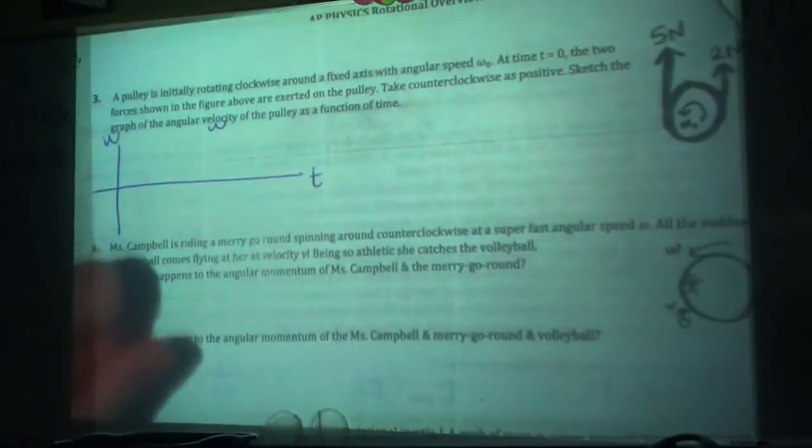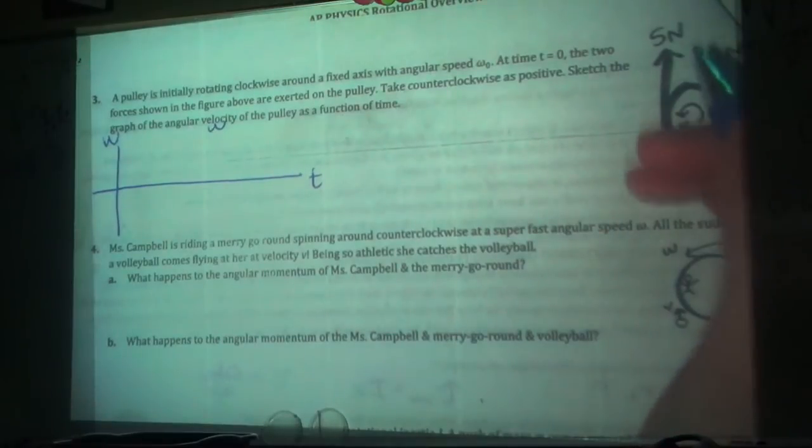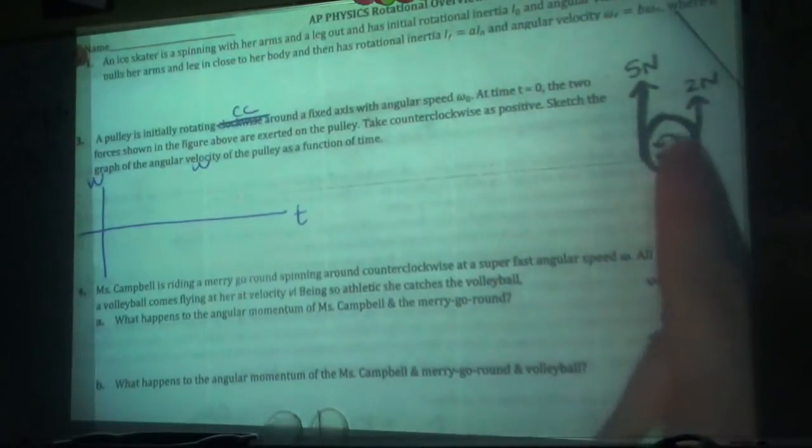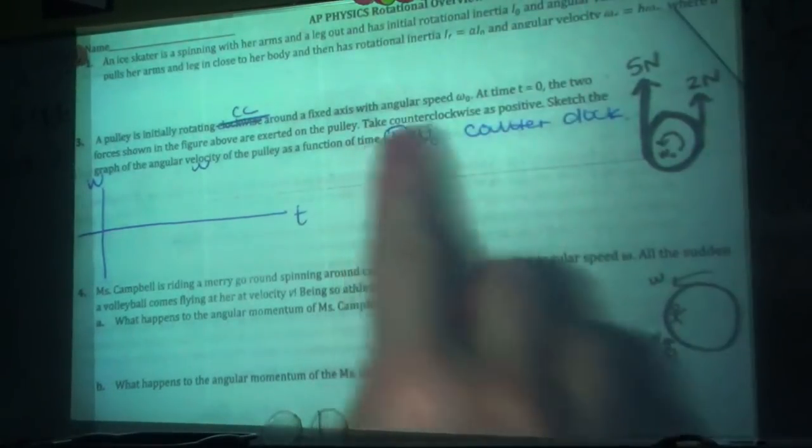Right, so this one is sketching a graph of the angular velocity as a function of time. Well, angular velocity is just omega, so we're going to look at omega as a function of time. Well, what is the angular speed at first? This was a typo, by the way, because it's obviously starting off counterclockwise, not clockwise. So it starts off, your omega naught is counterclockwise, which we said to take counterclockwise as positive. So I have a positive omega naught.